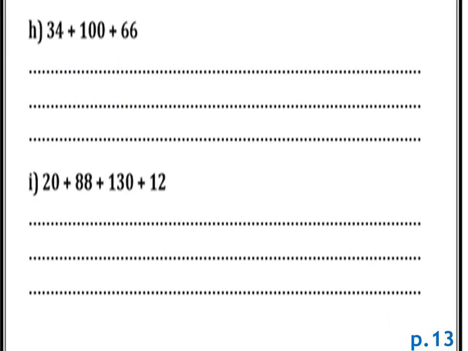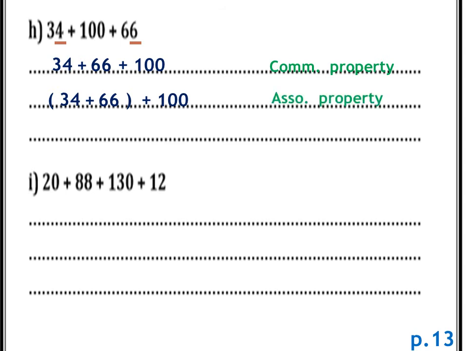And now in letter H, 34 plus 100 plus 66. So let's use the commutative property. Here we have 4 and here 6. So write 34 plus 66 and then plus 100. The name of the property is commutative property. And now let's use the associative property. Open bracket, write 34 plus 66 and close the bracket. Then plus 100 out, which means associative property. And now let's calculate the answer. 34 plus 66 equals 100 and plus 100 equals 200, which belongs to N. The name of the property is closure.